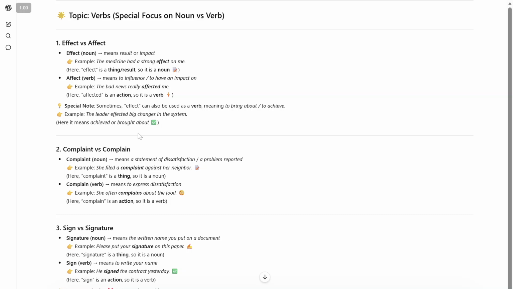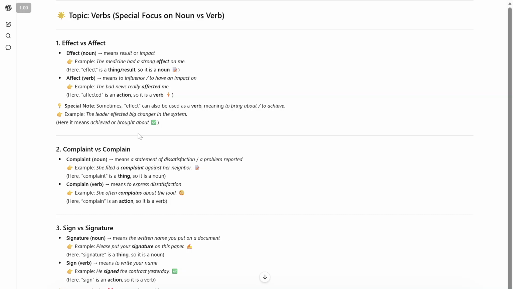Number 1: effect versus affect. Effect, noun, means result or impact. Example: the medicine had a strong effect on me. Here, effect is a thing, a result, so it is a noun. Affect, verb, means to influence, to have an impact on. Example: the bad news really affected me. Here, affected is an action, so it is a verb.